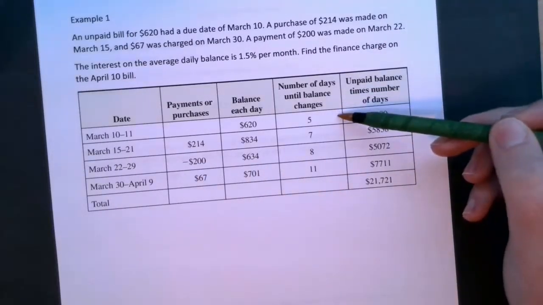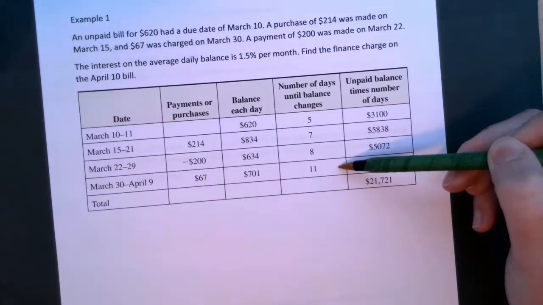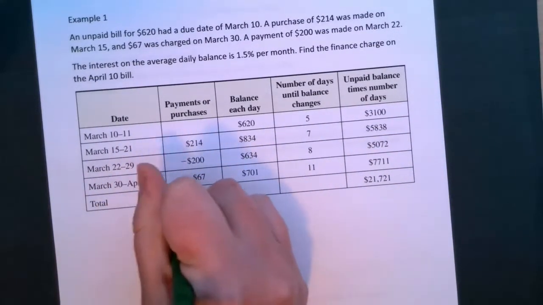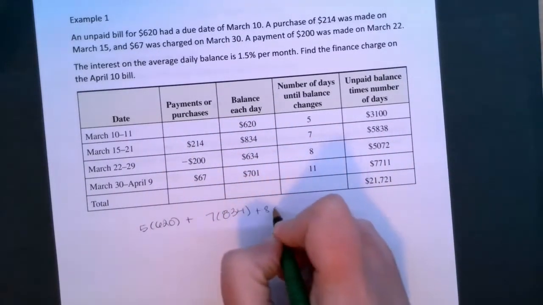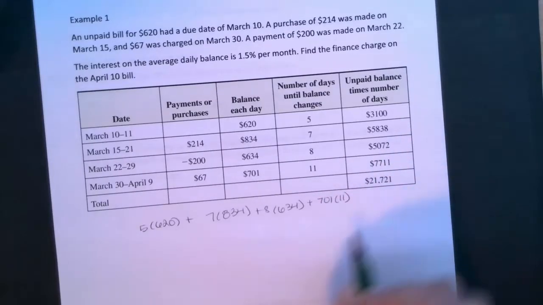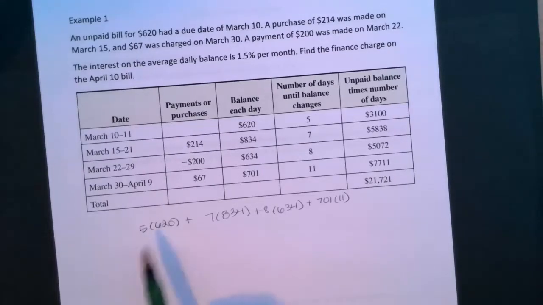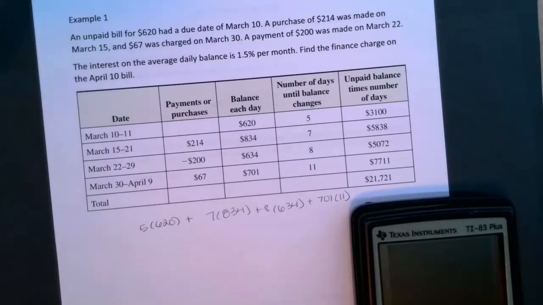Now, the number of days over here is important because we're trying to find the total number of days in each piece. So we're going to take 5 times 620 plus 7 times 834 plus 8 times 634 plus 701 times 11. What we did there is take 5 times 620, which means we have 5 days of a balance of 620. Multiplying them together is just a little bit more straightforward. If you do that on your calculator, and again here they kind of give us some of this information.